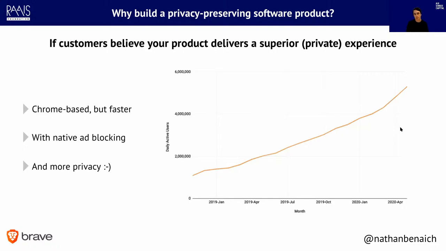Another example is whether your customers just fundamentally believe that the product they use delivers a superior performance and experience because it has native privacy baked in. And so an example here is the Brave browser, which is Chrome-based, so familiar to everybody who uses Chrome, but significantly faster, offering native ad blocking and therefore more privacy. And that company now has about 6 million daily active users.